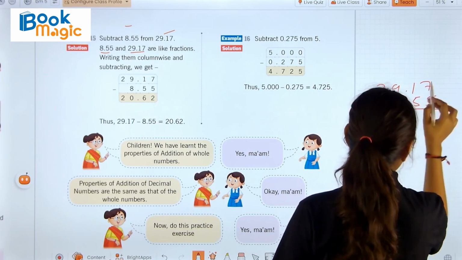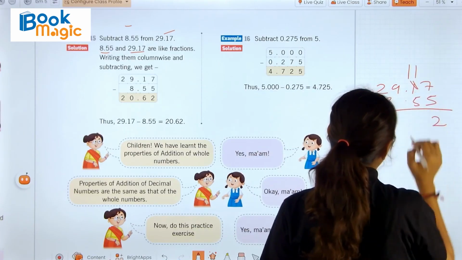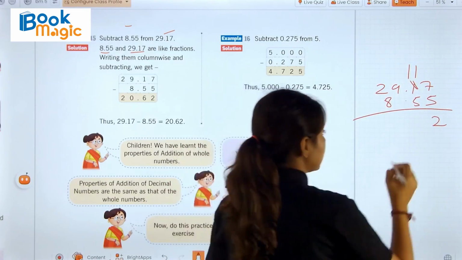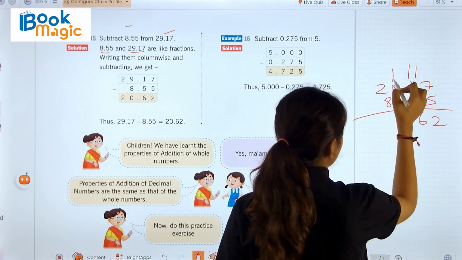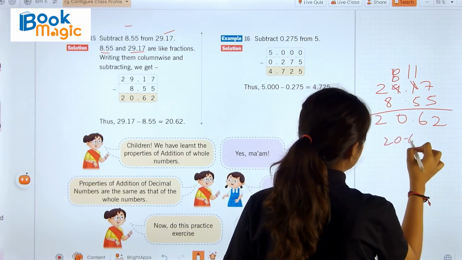So subtract them. 7 minus 5 is 2. So 1 minus 5 is not possible, so we will make it as 11. 11 minus 5 is 6. 9 will become 8. Now 8 minus 8 is 0. So it will be 20.62.